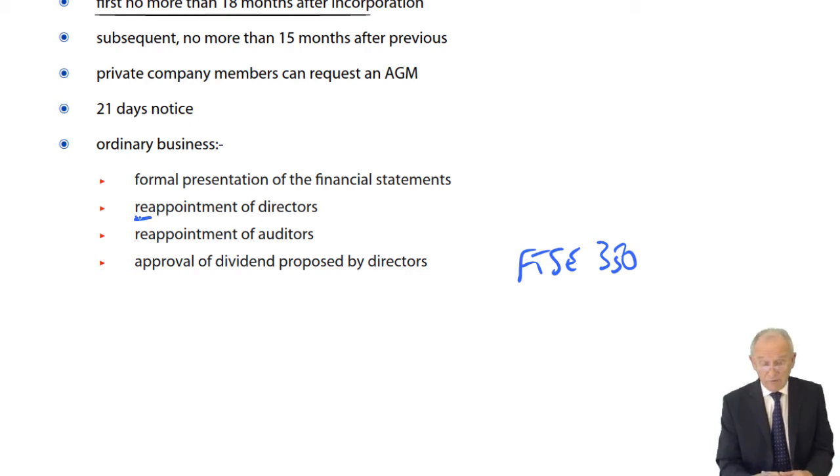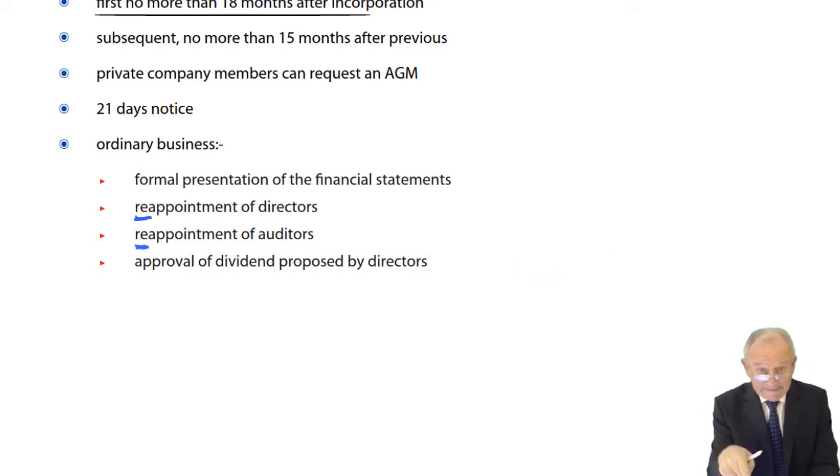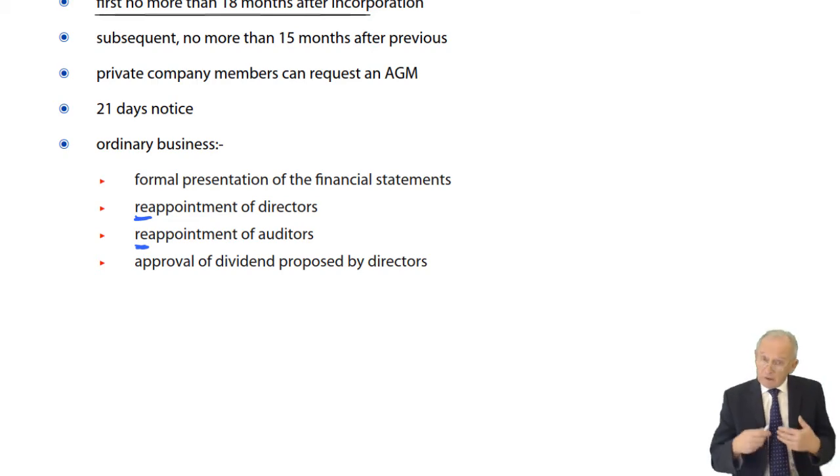The third element of ordinary business is the reappointment of auditors. And again, we're in the same situation. The emphasis is on reappointment. They have already served a complete year, and now we're reappointing them for another complete year. If they haven't completed a full year, if they were only elected partway through this last year, then their reappointment does not get classified as ordinary business. So it's the reappointment for another year of the auditors that is classed as ordinary business.